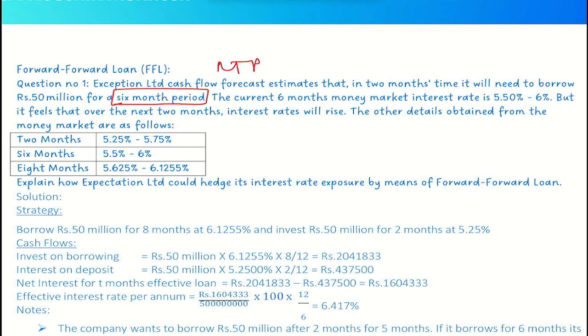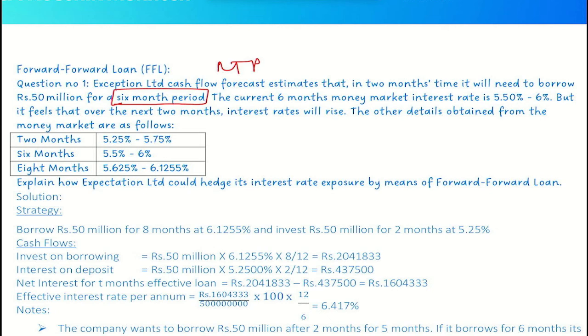Okay, shall I ask the question now? Tell me, I want money today, after 2 months. For a period of, this is called what contract? 2 by 8 forward contract. 2 means begin date, when you are beginning that contract. 8 means settlement date.